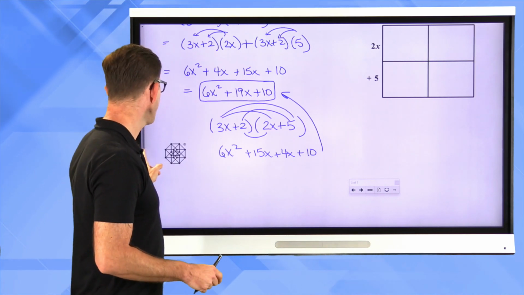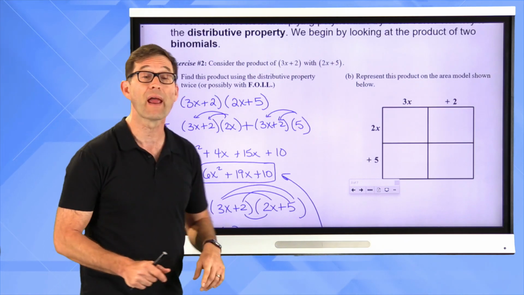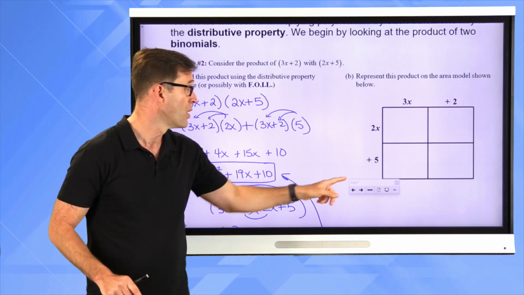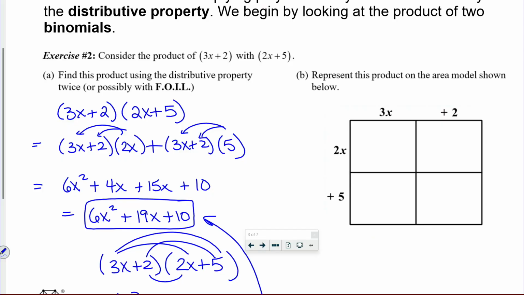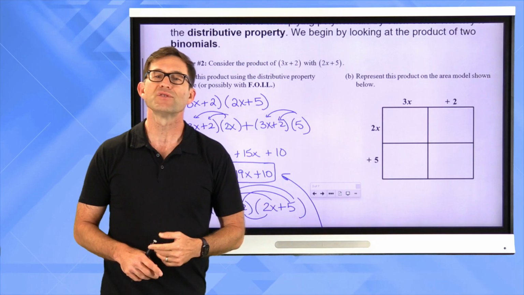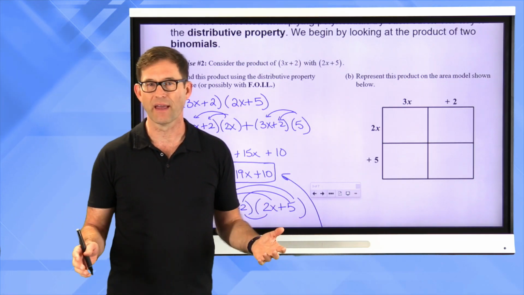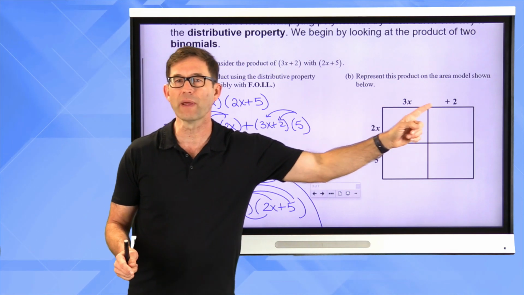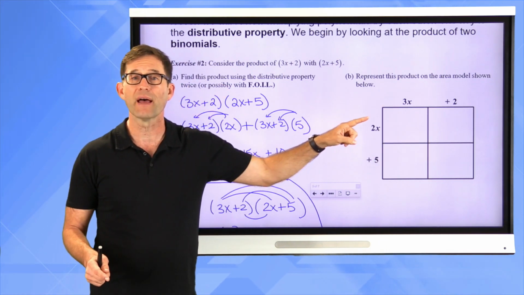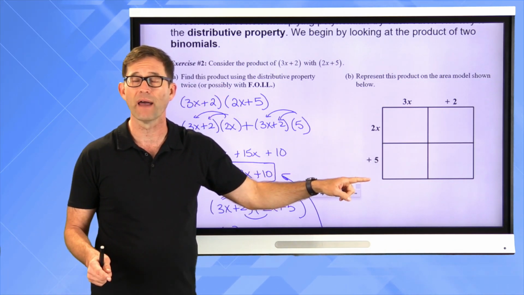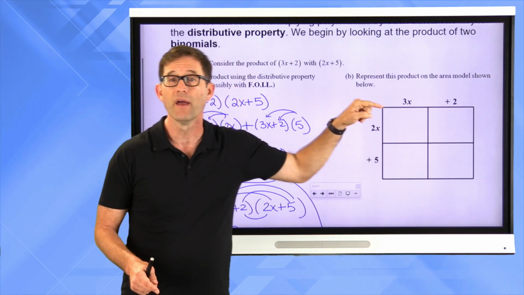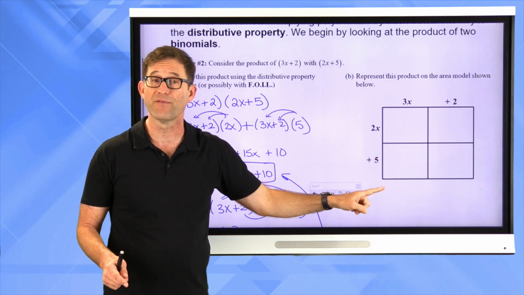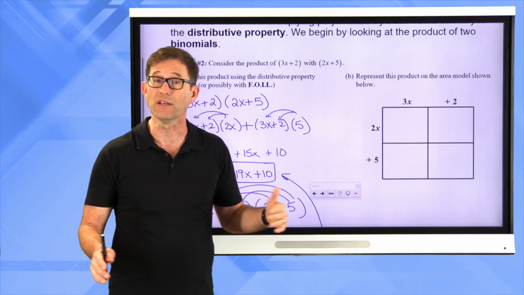Let's take a look at how we can represent this product using what's called an area model, which will be very helpful when we have more complex products. Letter B. Represent this product on the area model shown below. All right, so the idea is, let's say we have a rectangle, and one side has a length of 3x plus 2, and the other side has a length of 2x plus 5. We can break that up as a length of 3x plus a length of 2, and a length of 2x plus a length of 5, and then we can just multiply each portion.